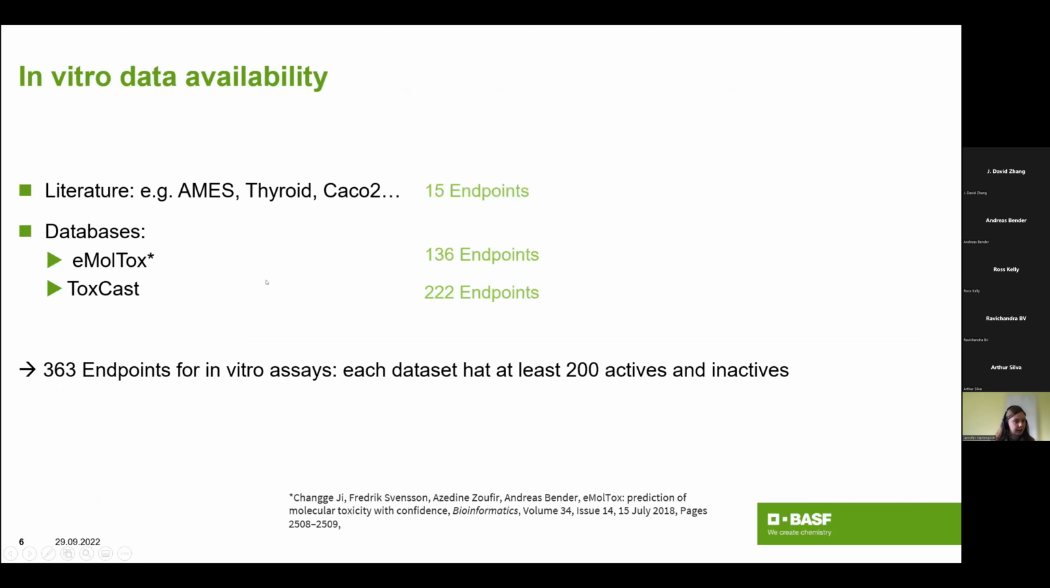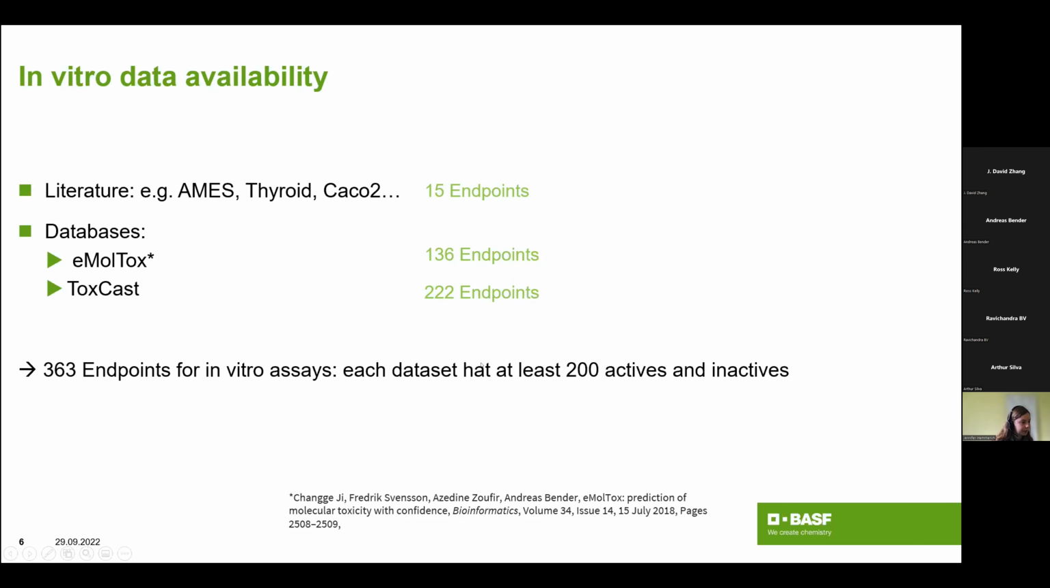So what types of data did we use? We started with the available data that we found in the literature. So here a few single endpoints like the Ames, thyroid, KCO2. And then we were lucky enough that groups published two larger databases. So the EMOLTox data set by G and colleagues with 136 endpoints that we used. And the ToxCast database that I mentioned earlier, which was published, I guess, a few years back by the EPA. So here we also had 222 endpoints. So we had roughly 350 endpoints for the in vitro assays.